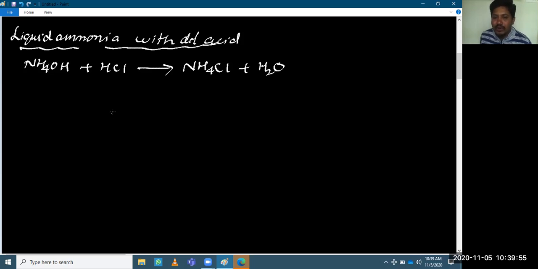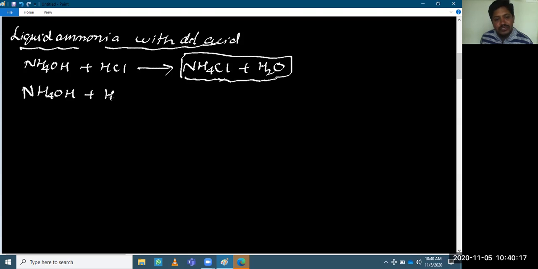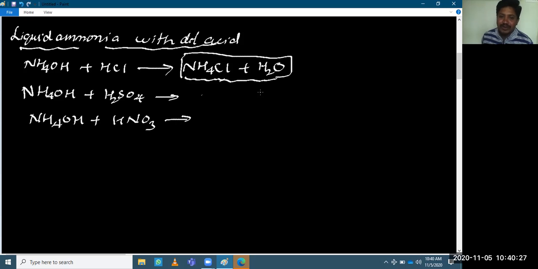So this is also a neutralization reaction: a weak base with a strong acid. Here we will definitely get an acidic solution. You should remember that. Now next, ammonium hydroxide reacts again with acids such as H2SO4 and HNO3. What type of product will you get? Try to write it yourself; I will not give it.